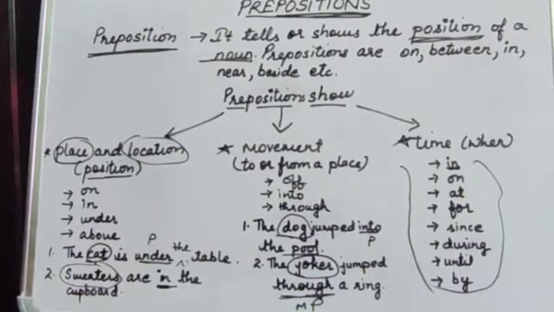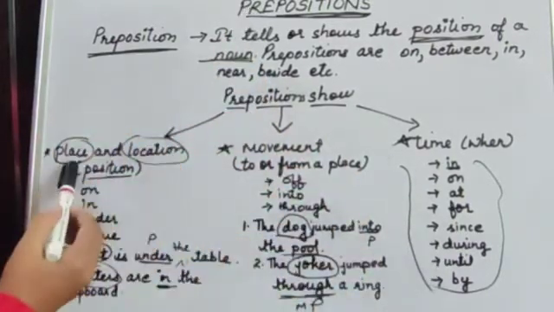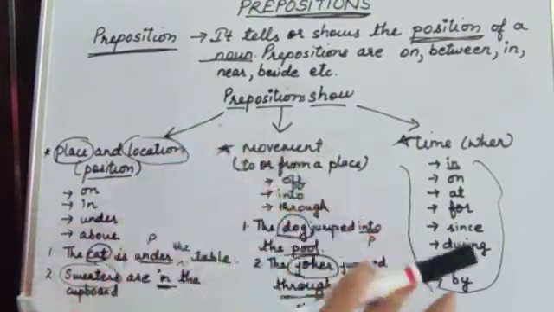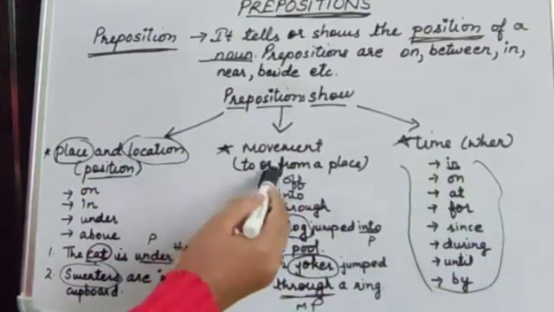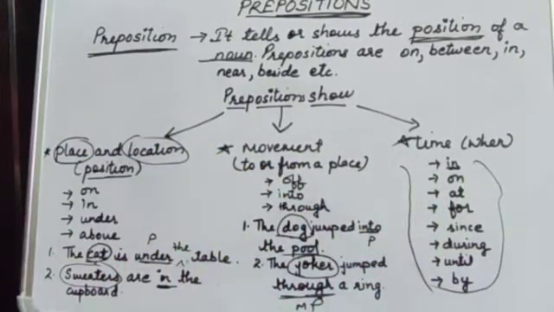Okay class, revising again, preposition shows three things: place and location, that is position; movement, that is the movement of a particular thing to or from a place; and it tells us time. Time means when the action took place.